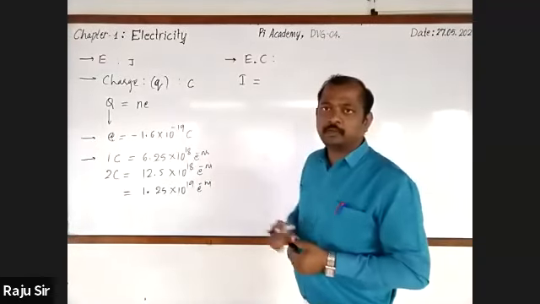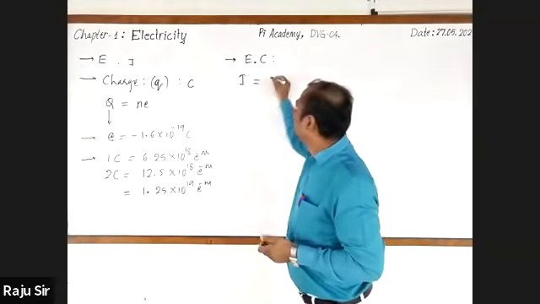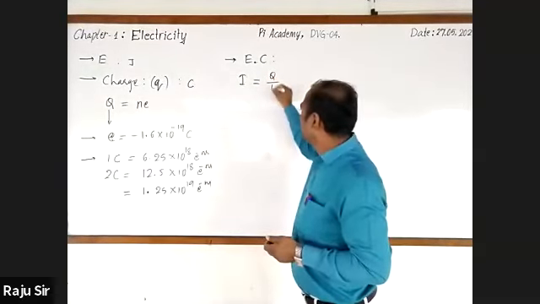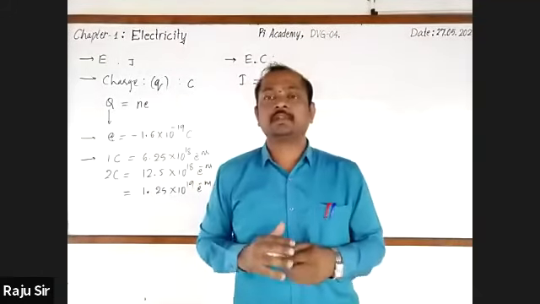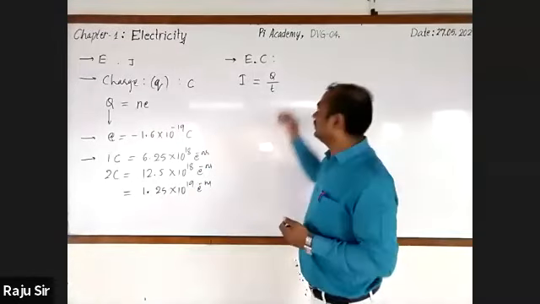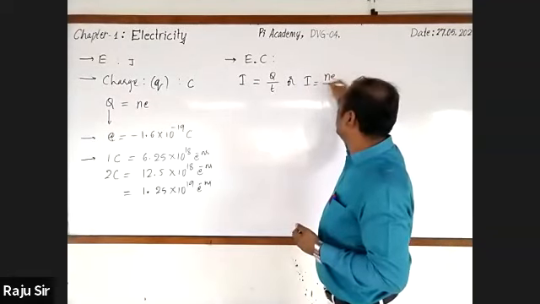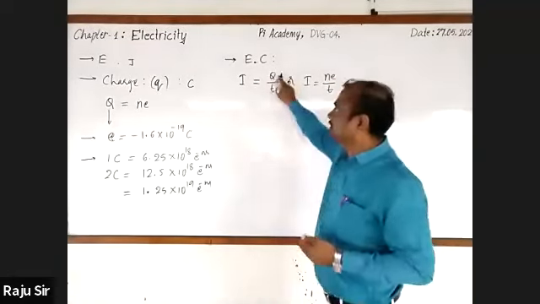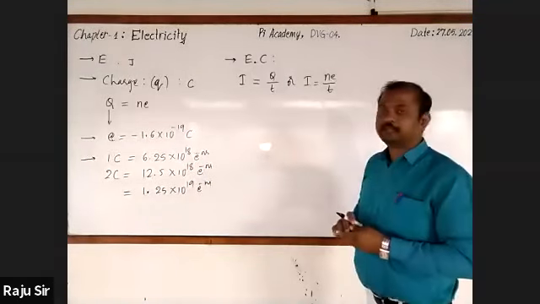And the formula that we use to find out electric current is I is equal to Q by T. This can also be written in another way as I is equal to N into E by T, because Q is nothing but NE.